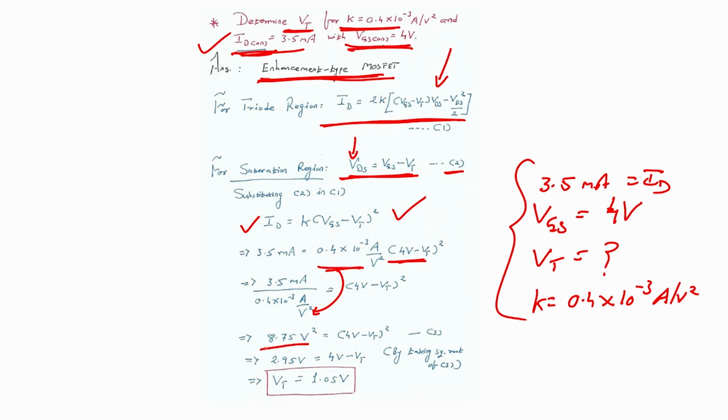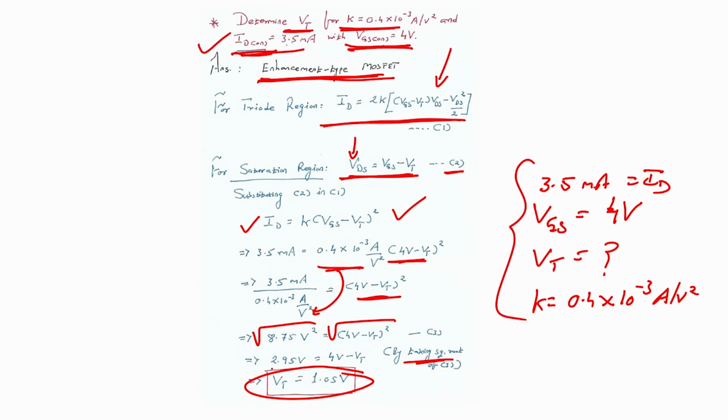So, I will have 8.75 volt square equals 4 V minus VT whole square. Now, taking the square root of this equation, I have 2.95 equals 4 minus VT. So 2.95 volts equals 4 V minus VT, then I have VT equals 1.05 volts. Very easy.